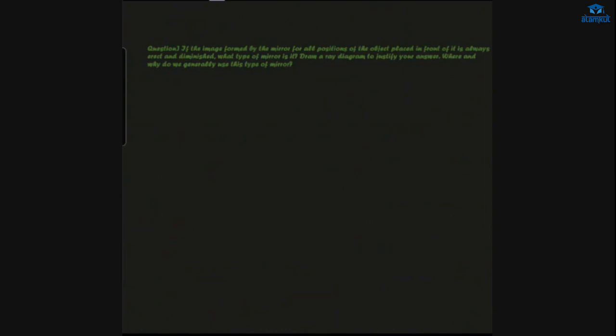And what is that case? In which case do we always find an erect image of the object? It's when we talk about a convex mirror, right? So it is the question of a convex mirror. Okay. So all the ray diagrams of the concave mirror and convex mirror, you have to mug up these diagrams.